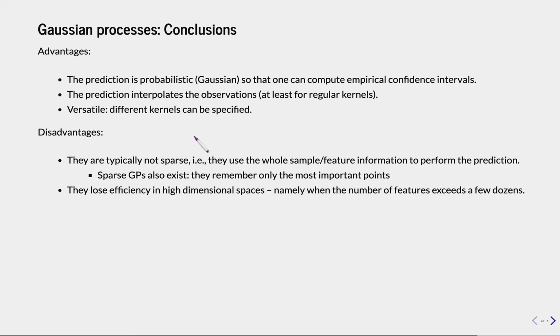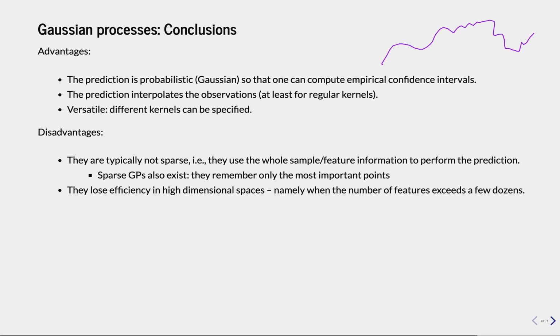Okay, to conclude, Gaussian processes are very, very useful. You assume that the model is Gaussian distributed, which means that the predictions are also probabilistic. And so you can actually compute trustworthy empirical confidence intervals. It also nicely interpolates all the observations, at least for regular kernels, and it's a very versatile thing, right? Other models tend to run out of depth at some point. Gaussians can be very complex. You just add kernels together to learn very complex functions, and it will still learn them, right?